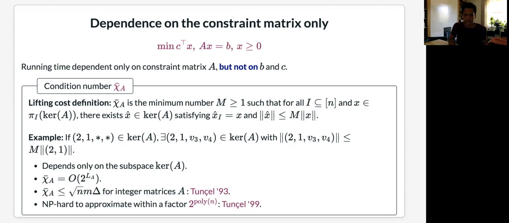Another thing to note, which is especially important for weakly polynomial solvers, is that chi bar is bounded by 2 to the bit complexity of the matrix A. To have a connection to Tardos's result, we see also that chi bar is polynomially bounded in delta, which is a result by Tunçel. And another result by Tunçel that is rather a negative one is that it is NP-hard to approximate chi bar even within a factor of 2 to the poly n.